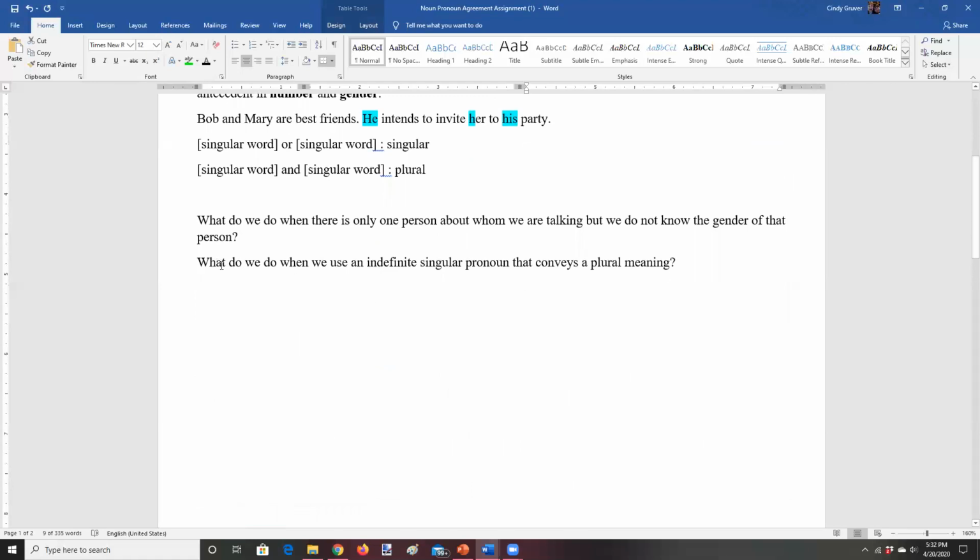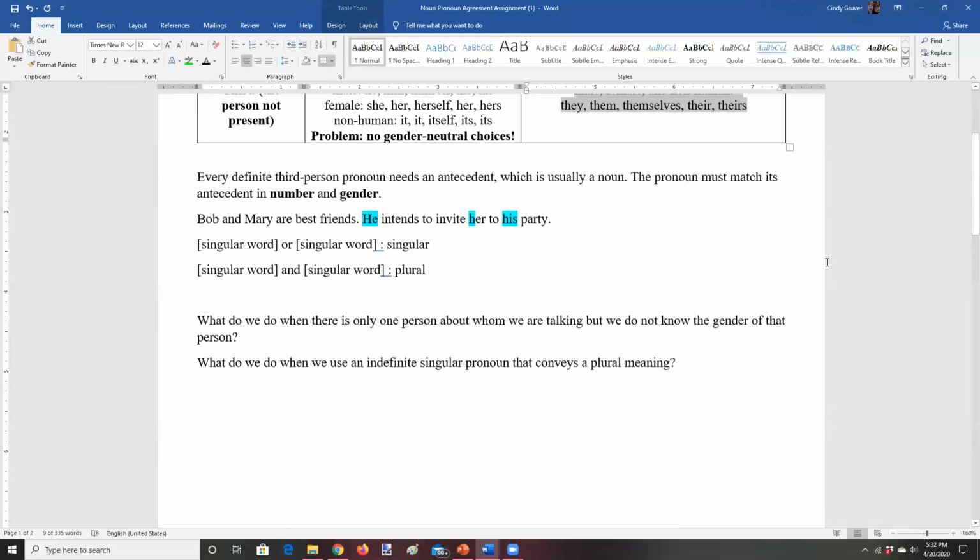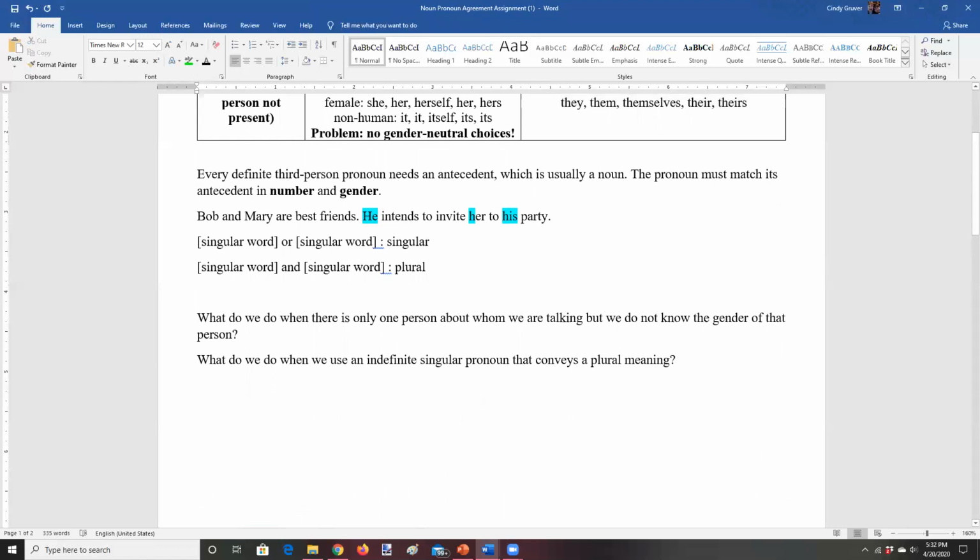in legal writing. So, and then the other situation is, what do we do when we use an indefinite singular pronoun that conveys a plural meaning? So we've been talking here about definite pronouns, but let's look at indefinite pronouns. Let me give you some examples. This is a non-exhaustive list.